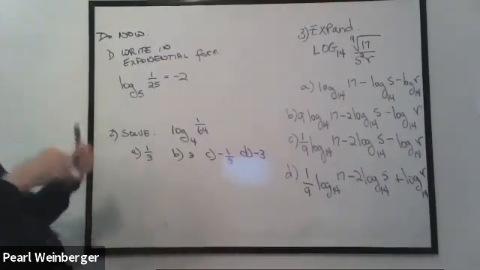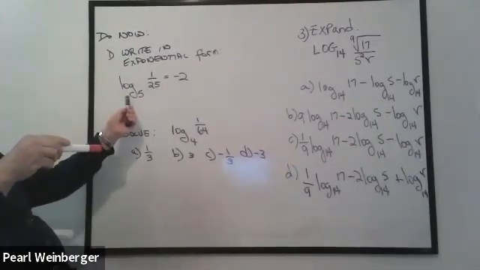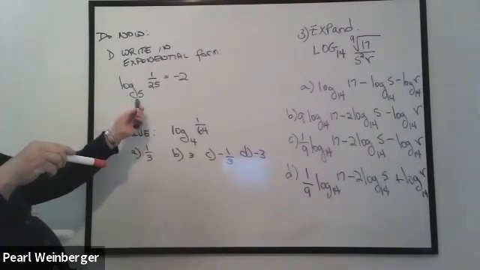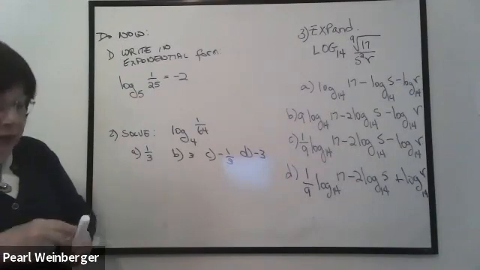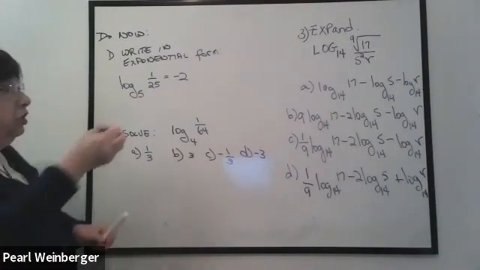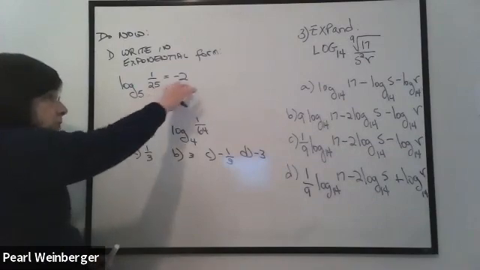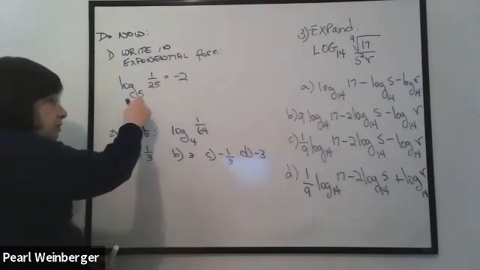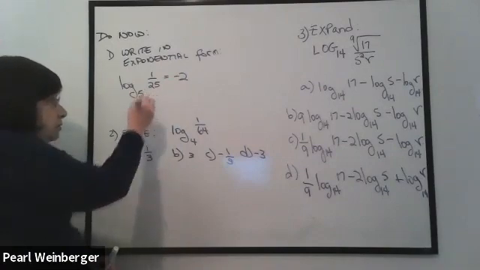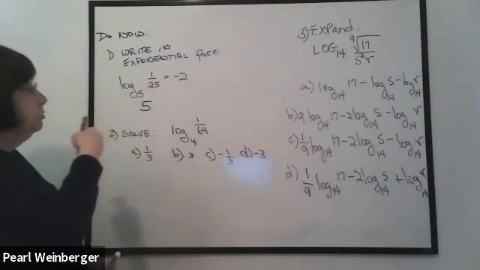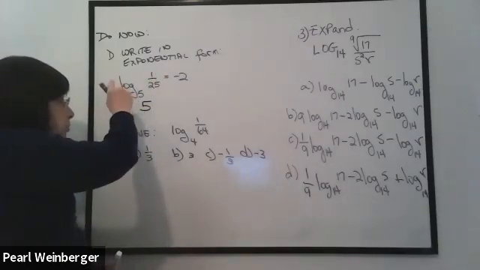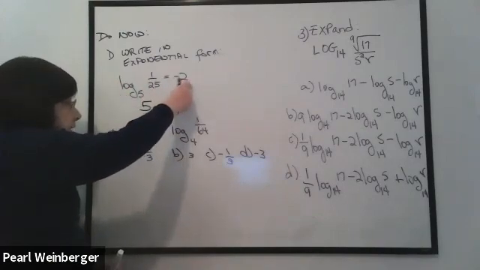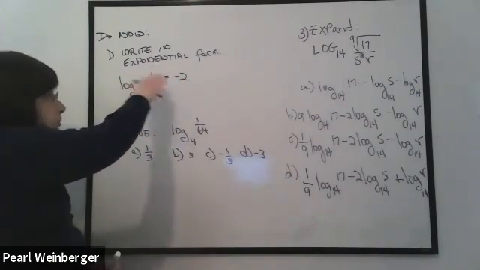Question number 1 says, write in exponential form: log base 5 of 1 over 25 equals -2. If we recall the way we change from logarithmic form to exponential form, we take the subscript. This is log base 5. The subscript is what we call the base. The exponent is always the number on the other side of the equal sign, because log means exponent. So log equals -2 means exponent equals -2.